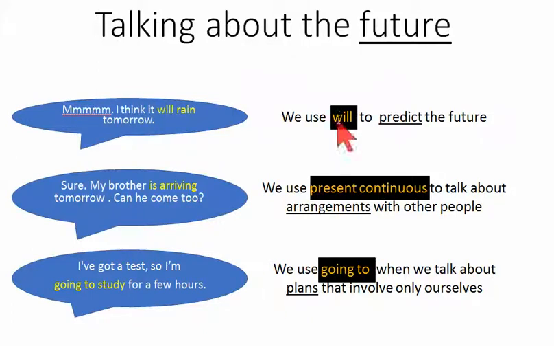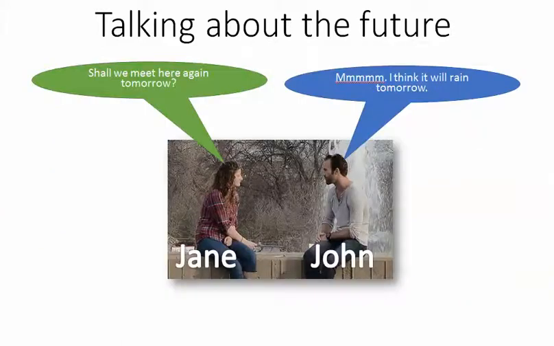Now this is a summary of what we're going to talk about in the video. You can stop the video now if you like and have a look at these and see if you can understand the rules and why we are using a different tense in each of these sentences. Okay, let's have a look at a conversation. Jane and John are having a conversation in the park.